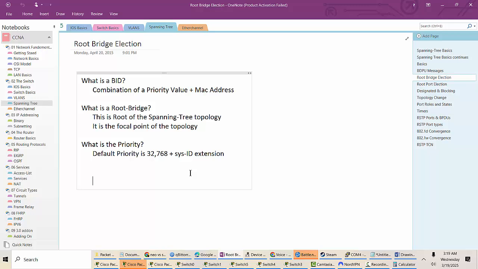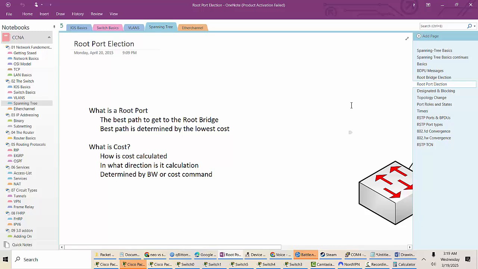VLAN perspective, but you got to understand this. VLAN 1 having a default of 32,769 is going to be the same priority by default on all the other switches. So just keep that in mind. Now, our port election.